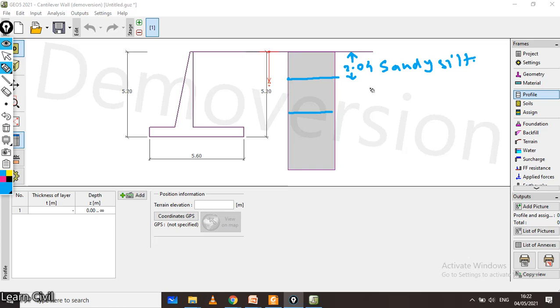Then after that let us consider we are having another type of sandy soil mass. Let us consider that is sandy clay. And third type of soil mass available here will be poorly graded soil, or GP. We consider this as GP. So we have to provide the profile of soil mass present here. So click here on profile.